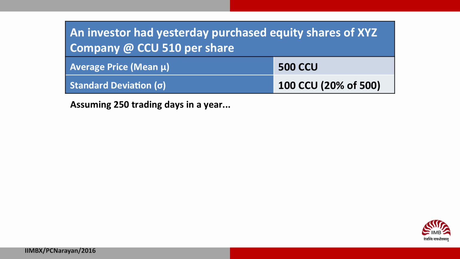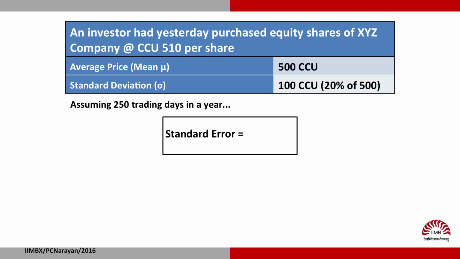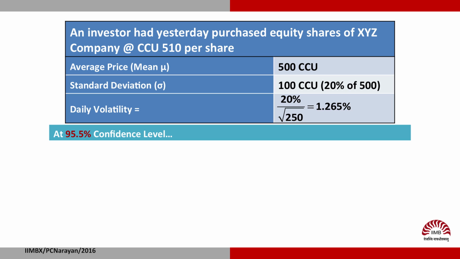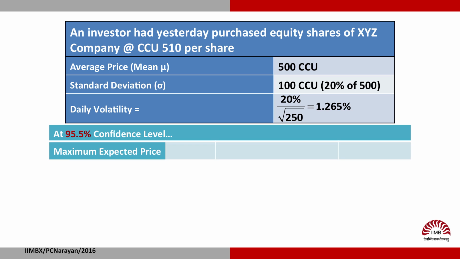Now, recall your statistics lessons where standard error is equal to sigma by root n, and therefore daily volatility would be 20% divided by root 250, which is equal to 1.265%. Again, recall your statistics lessons. At 95.5% confidence level, the maximum expected price on the following day would be mu plus 2 sigma.